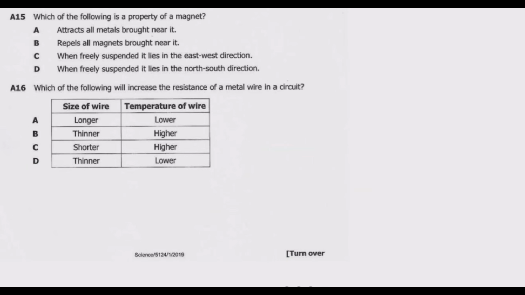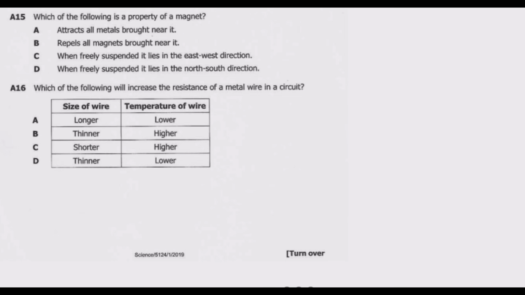We move to question 15. Which of the following is a property of a magnet? One of these is a property of a magnet. Option A: attracts all metals brought near it. The magnet only attracts ferromagnetic materials. There are certain metals that are not attracted to a magnet because they are not ferromagnetic. So it's not all metals, so A is incorrect.